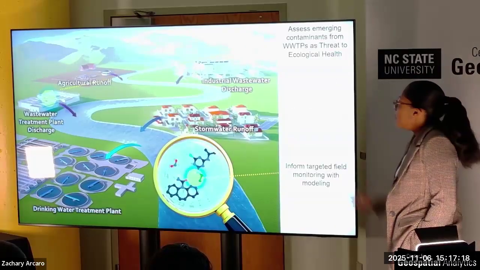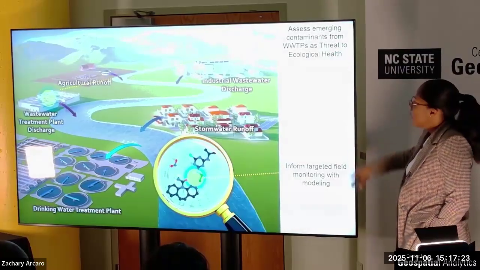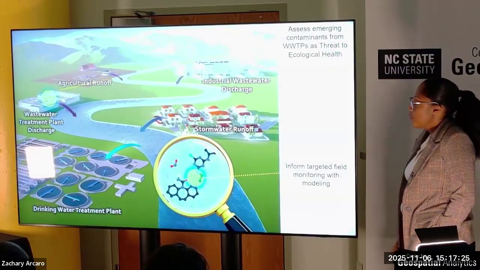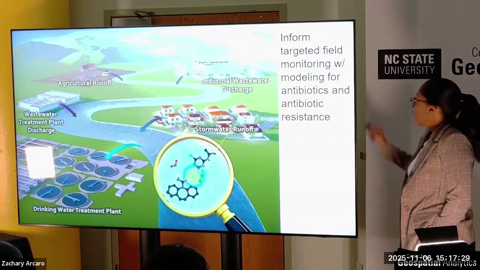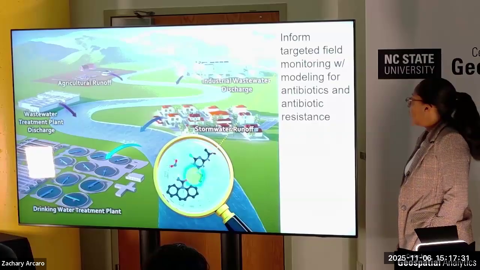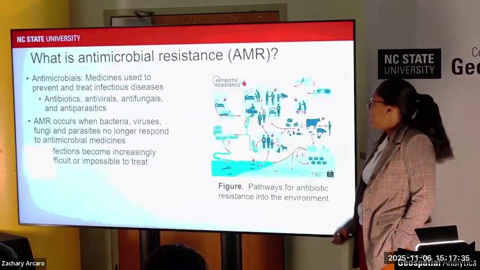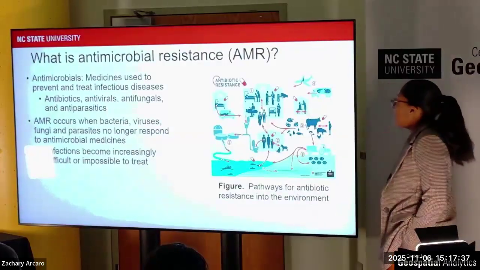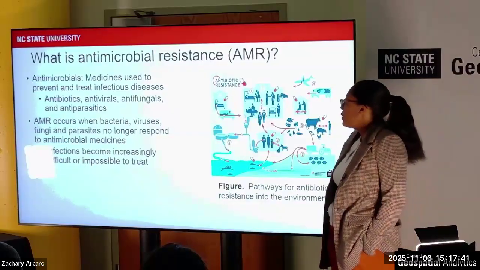And so for this talk, I'm going to spend most of the remaining time focusing on two different studies where we utilize these approaches. Starting off with informing targeted field monitoring by looking at antibiotic resistance and the threat that antibiotics may pose to creating antibiotic resistance in surface water.